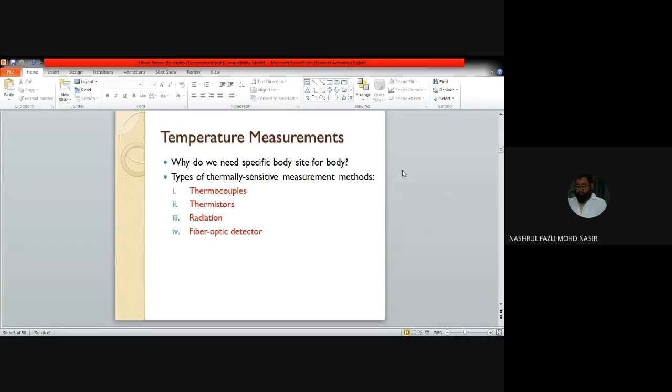So we take the temperature from the head. There are 4 ways actually, but I will cover the radiation in the async. Today we will cover the thermocouples, thermistors, and fiber optic detector.